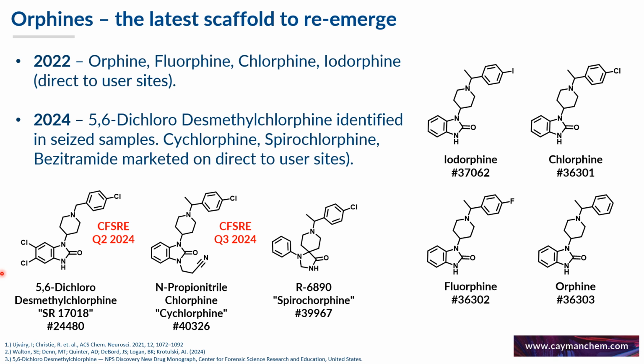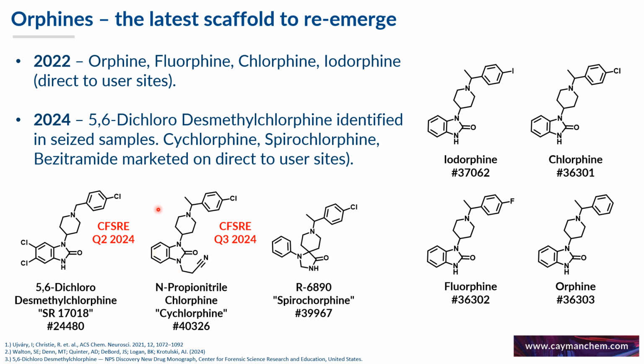Now, our naming collaboration has attempted to work with the orphine naming system to rename SR17018. If we look at the scaffold, we have chlorphine, but it's missing the methyl group here, so it makes it a des-methylchlorphine. If we start the numbering position here at N1 with the nitrogen that can be substituted and walk counterclockwise, we have positions 1, 2, 3, 4, 5, 6, and then 7, making this 5,6-dichloro-desmethylchlorphine. Same thing with the cychlorophene.